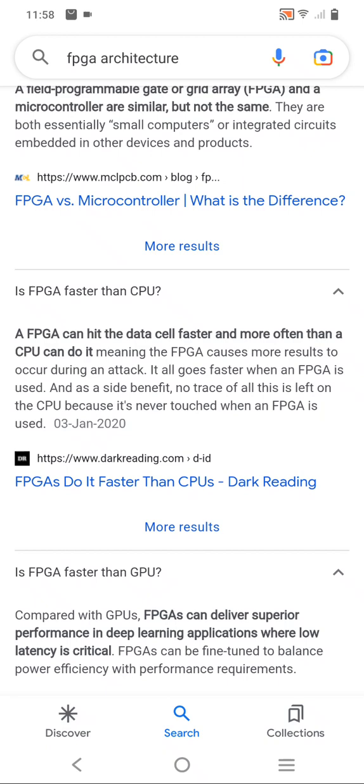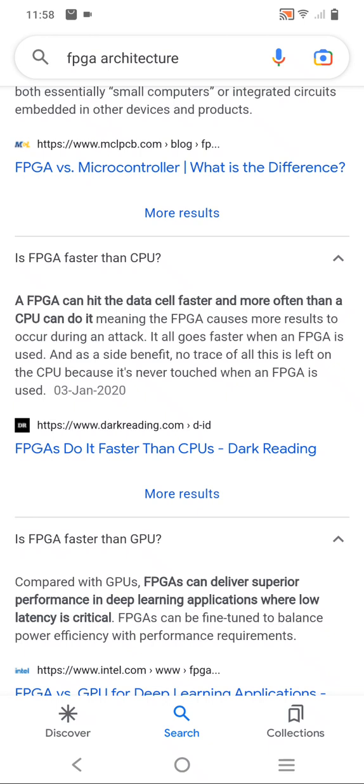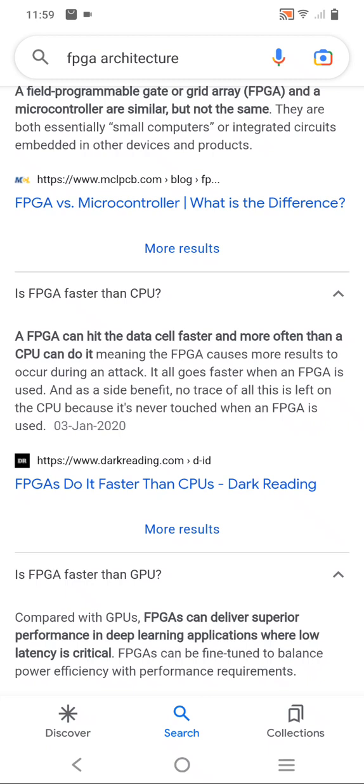Is FPGA faster than CPU? An FPGA can hit the data cells faster and more often than a CPU can. It is not like a memory where data is stored and forwarded. It is more like a CPU, but it gives extremely fast signal processing. A CPU is a little bit slower because you have to get into the memory.